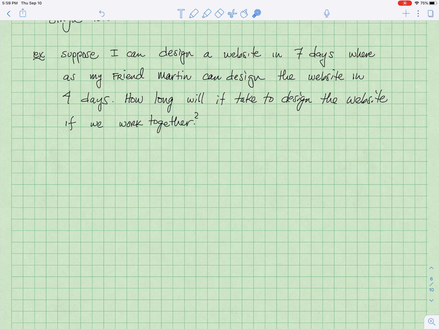Now, the idea is we're going to break this up into pieces. So the first thing that we want to take a look at here is our units of time. We're talking about days here, days of work. So if I want to talk about how many days it's going to take us both to complete this, then what I want to first do is find out exactly how much work each one of us can do in a single day.